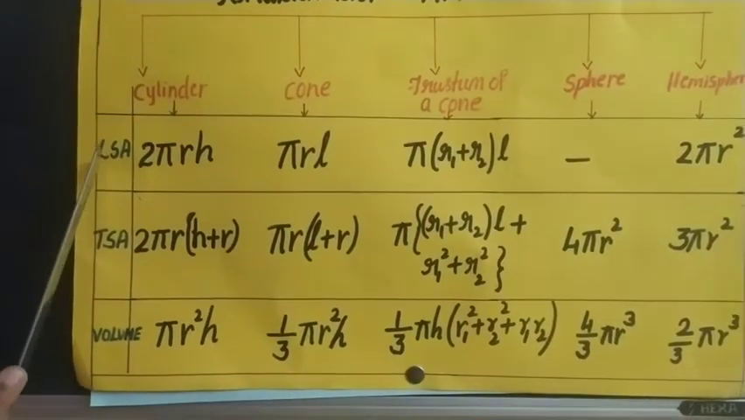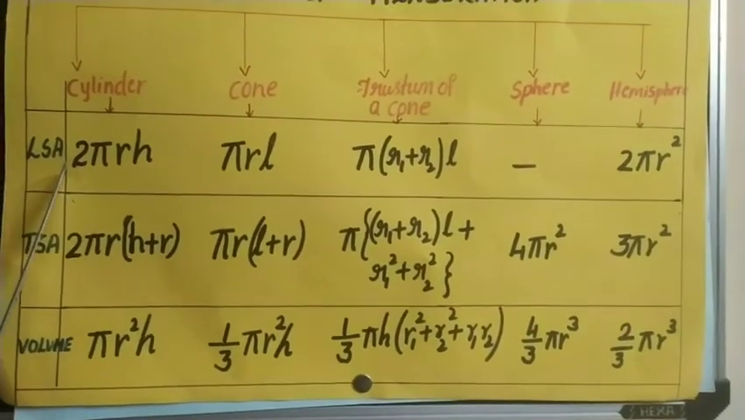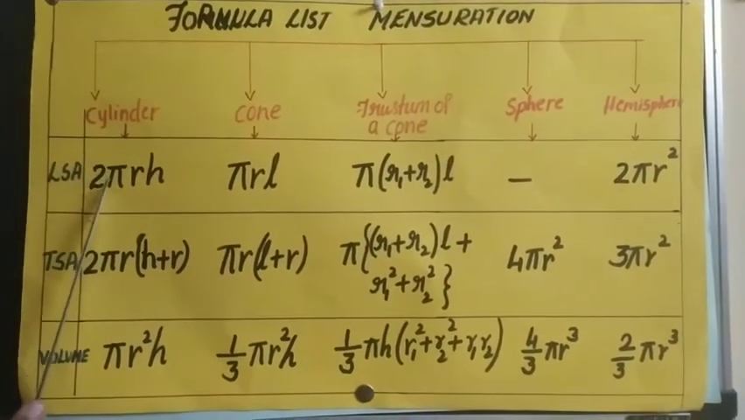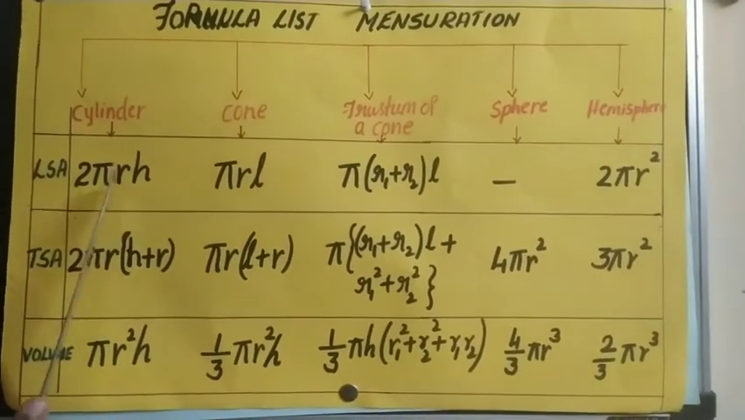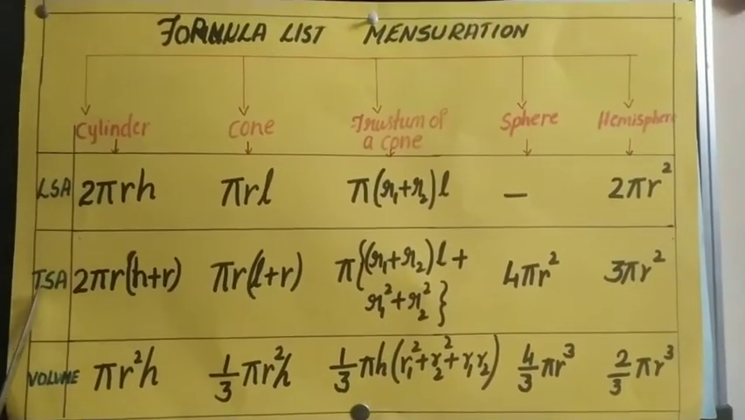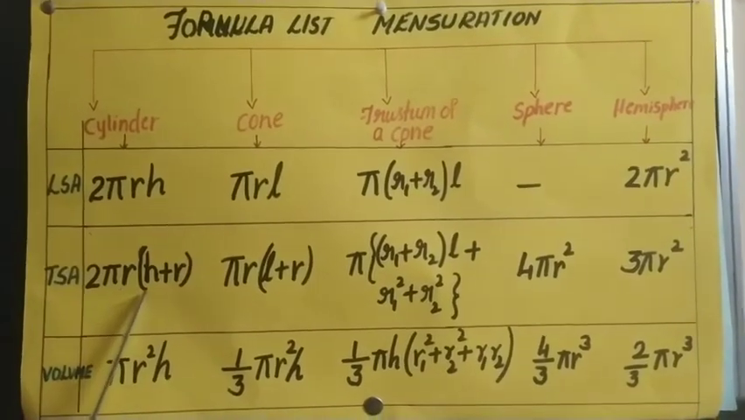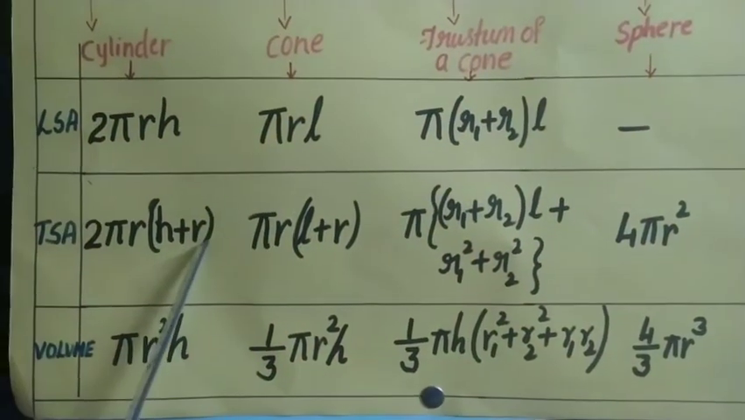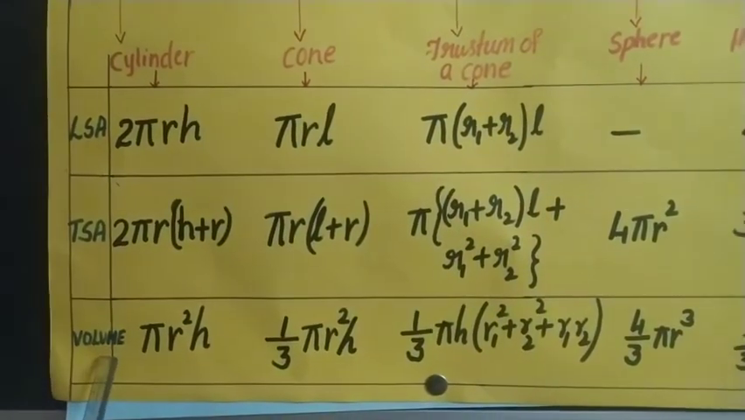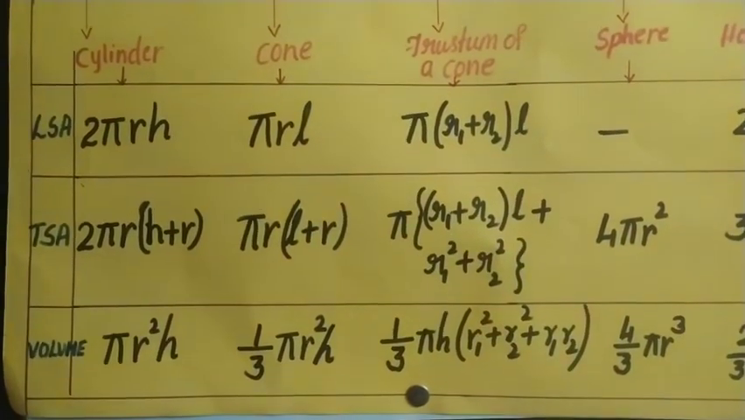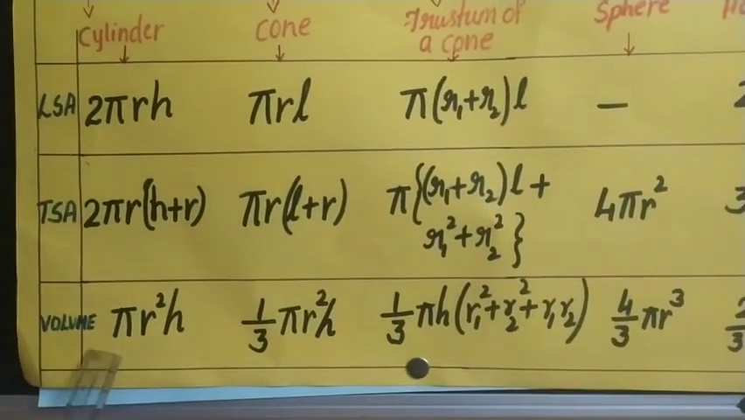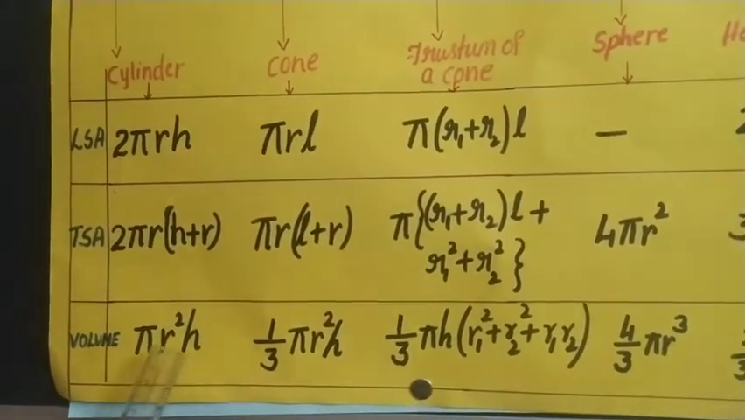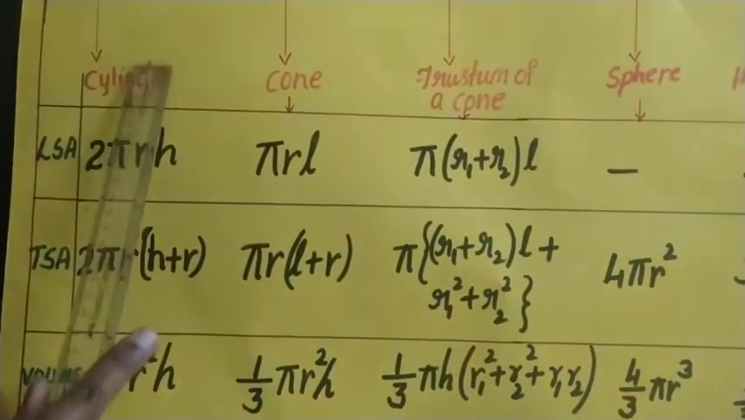What is LSA? LSA is lateral surface area. The lateral surface area is 2 pi RH. Then coming to the TSA, that is total surface area, is equal to 2 pi R into R plus H or H plus R. And coming to the volume, volume is nothing but the space occupied by any solid shape. So it is pi R square H. So this is the formula for volume of a cylinder.